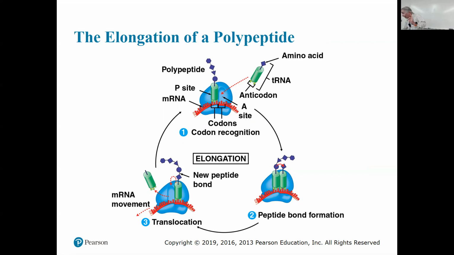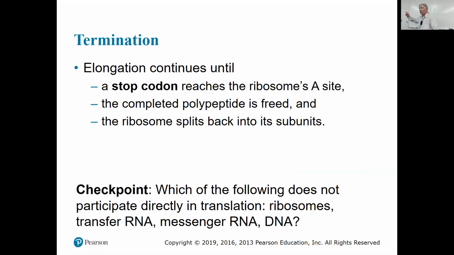Until what? Until when? Until it reaches a stop codon. That's UAA, I think, a stop codon. When a stop codon reaches the ribosome's A site, the complete polypeptide is freed, and the ribosome splits back into its subunits. And then we're all finished.